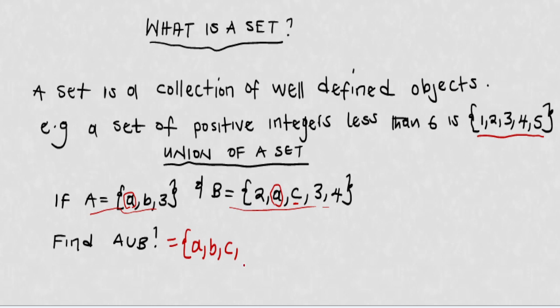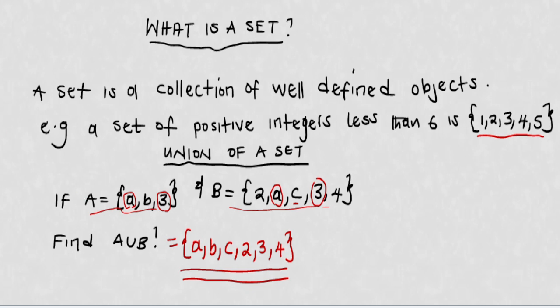Since I've written all the letters, I got the numbers. The smallest number is 2, so I'll say 2, comma, followed by 3, comma. You're also going to notice that 3 is found on both sides, but I'm just going to write it once. Then finally 4 here. So this is how you can write the union of a set. You just put together the members of both sets and avoid repetition.